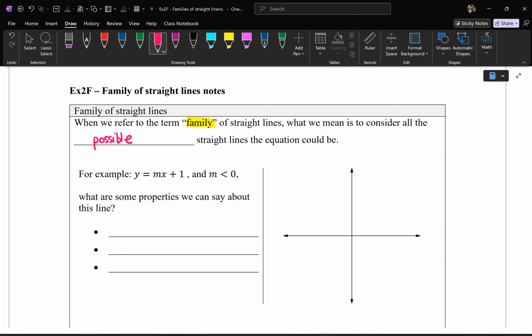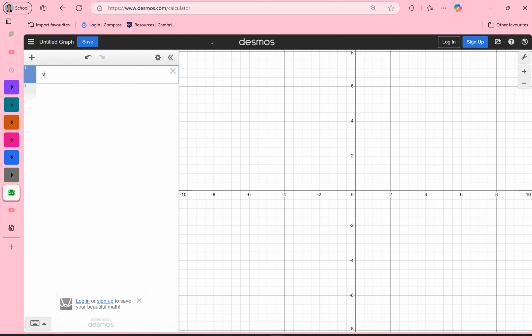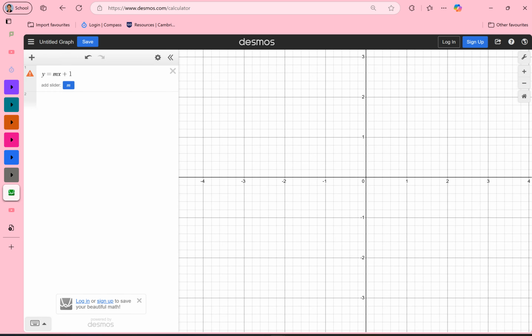So here's an example. y equals mx plus 1, okay? You can't really sketch this equation yet, and I'll show you with Desmos to prove my point. If I go to Desmos now, and I write y equals mx plus 1, see, 1 is an actual number. That tells us the y-intercept will cross at 1. So if I zoom in on the y-axis, I expect that this straight line will cross through 1.